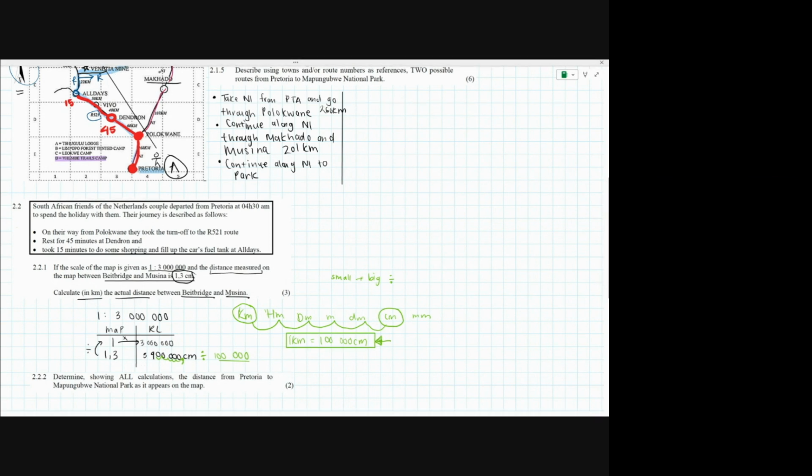3.9 million. There we go. And so we move it 5 placeholders back, and we get that this would be 39 kilometers. That would be our distance.